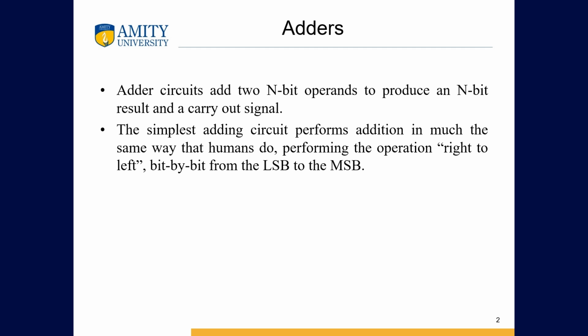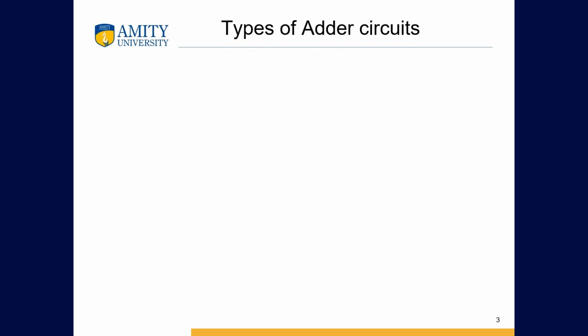The simplest adding circuit performs addition in much the same way as humans do. So basically it's from right to left, bit by bit, from the least significant bit to the most significant. There are different types of adders: half adders, full adders, and parallel adders. Starting with half adders.